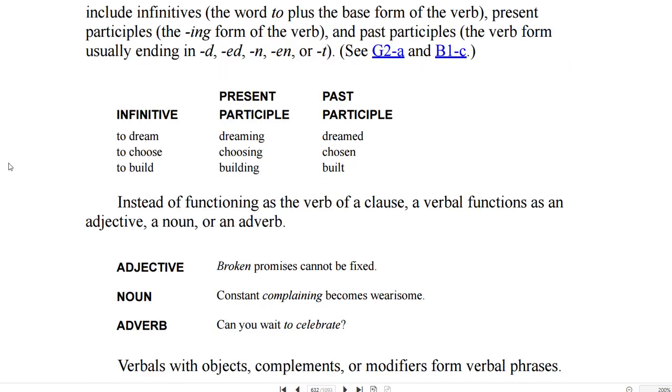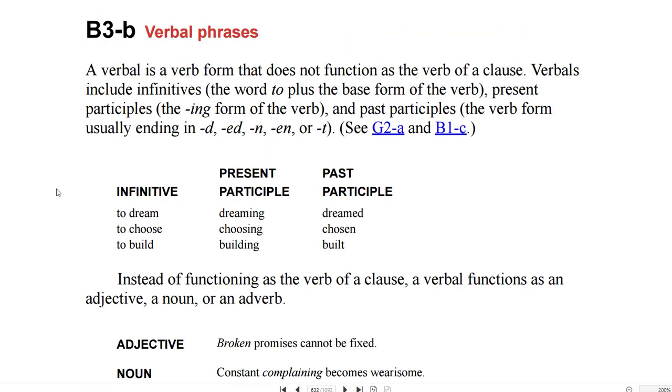So I will start with the verbal phrase. A verbal is a verb form that does not function as the verb of a clause. Verbals include infinitives, the word to plus the base form of the verb; present participles, the ing form of the verb; and past participles, which usually end in d, ed, en, ent.